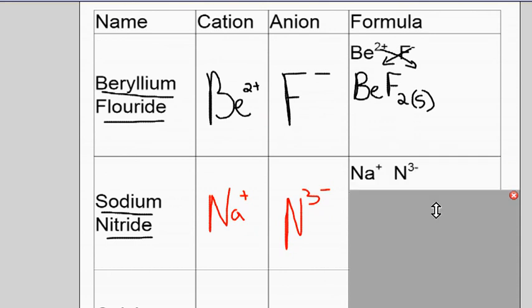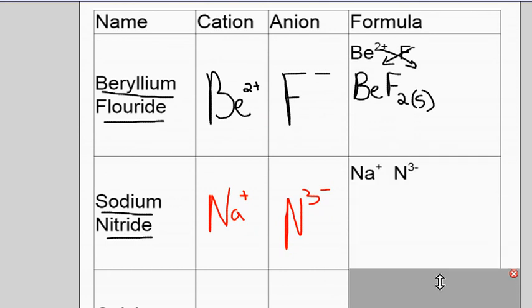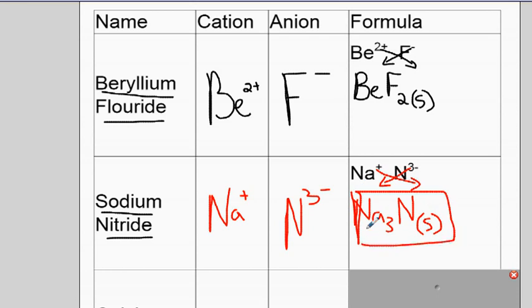To write our formula, we will take each of those ions and use the cross-down method. So the 3 that the nitride has is going to cross down and become the subscript for sodium. So it becomes Na3. And then the 1 that sodium has will cross down and become the subscript for nitrogen, so N. We do not need to write that 1 down. Then we finish off writing our formula by writing our state of matter, which will be a solid. Okay, so our final formula is Na3N solid.